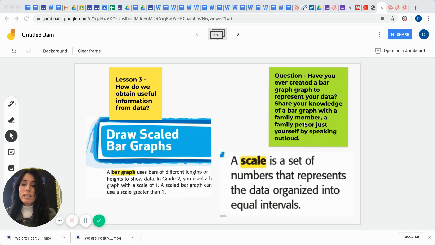Okay, before we go to our next slide, I'd like to ask a question to you. Stop and think. Here we go. Have you ever created a bar graph to represent your data? If so, I'd like you to share your knowledge of a bar graph with a family member, a family pet, or just yourself here right now, just speaking to me out loud. Just pretend that I'm right there with you and tell me all of your personal experiences that you'd like to share when you've actually drawn a bar graph, or seen your mom's bar graph, or seen your teacher's bar graph, or in a newspaper, wherever you've seen these bar graphs before.